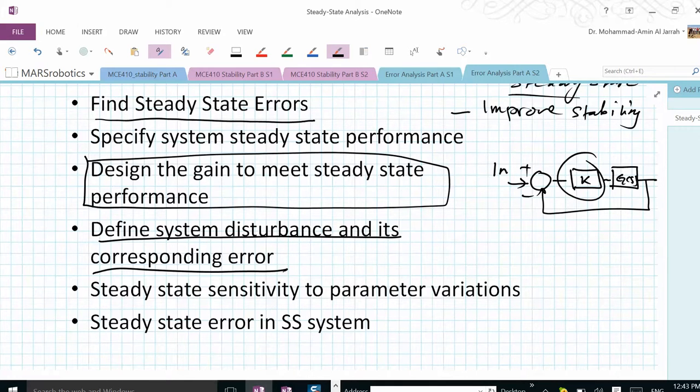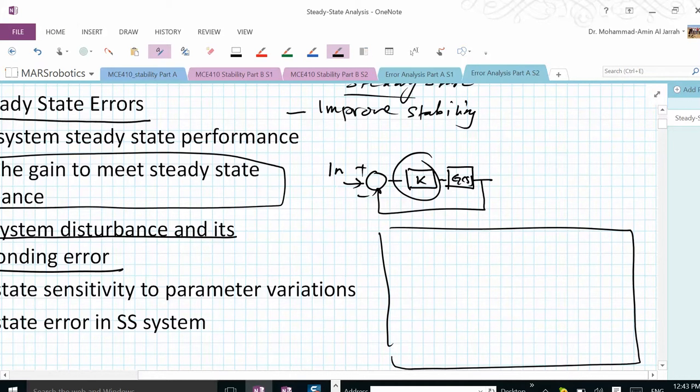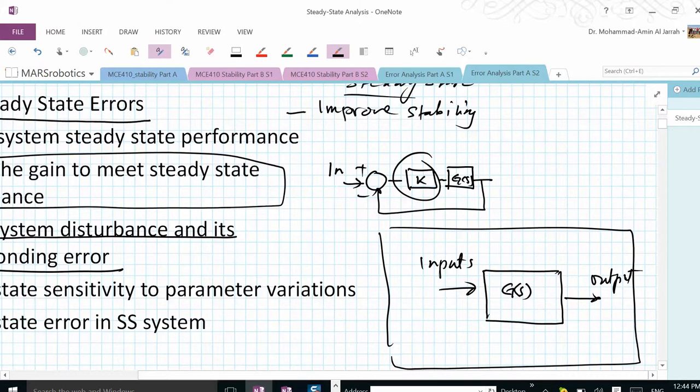What do we mean by disturbance? What do you understand by disturbance? Change in the system, a noise, change in the input. In dynamic systems, I will make a footnote here. In dynamic systems, we said that we have a system, the system G of S, we have inputs, and we have output. This is the general abstraction for a system, right?